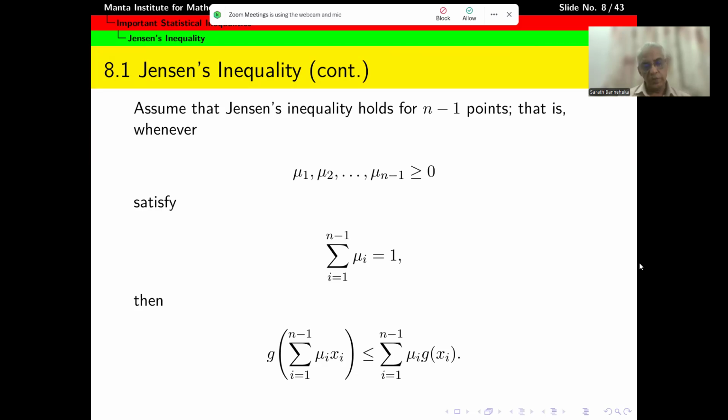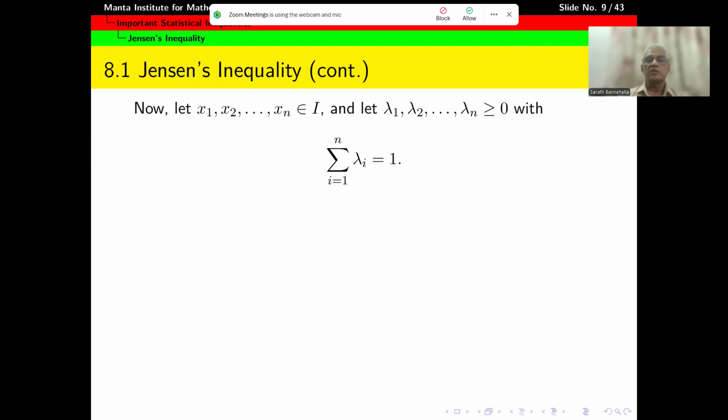Then we are assuming that this condition is satisfied for any n minus 1 constants satisfying this condition. Then we should be able to prove that the inequality holds for case n with n points. So let us consider that situation.